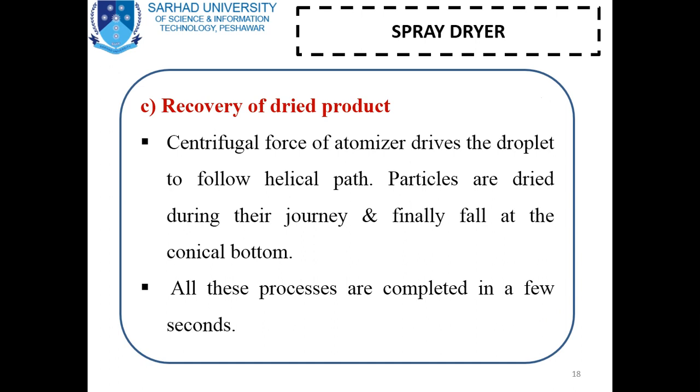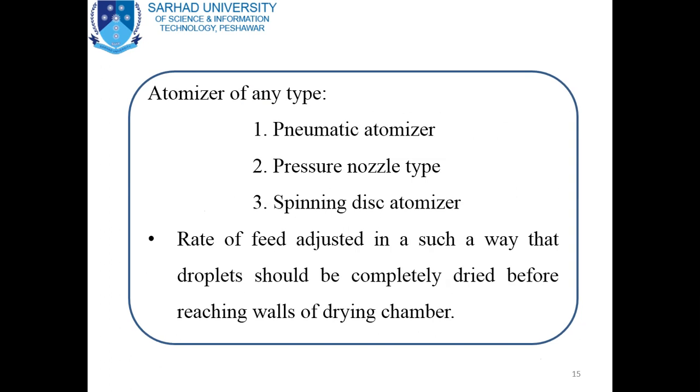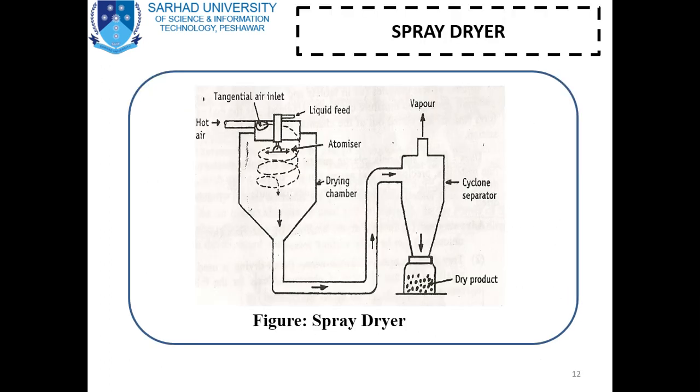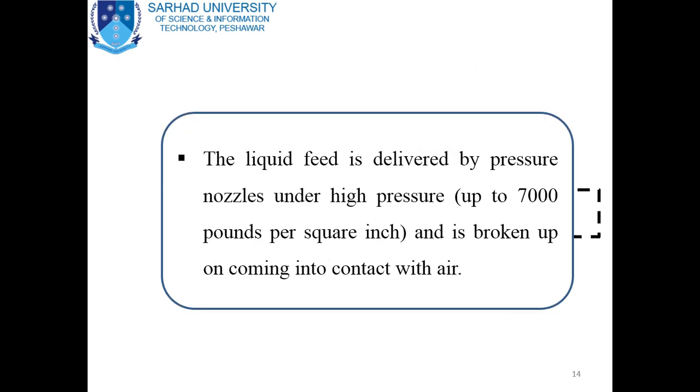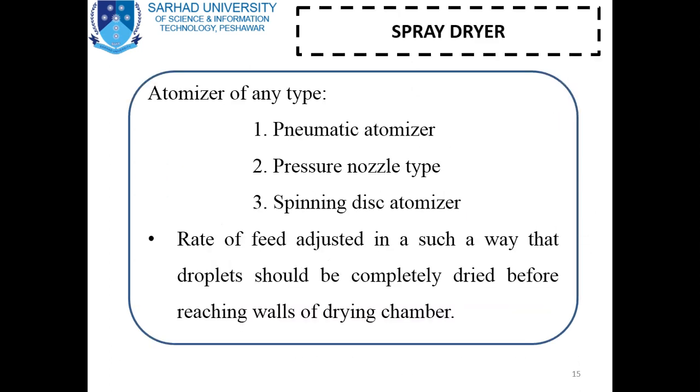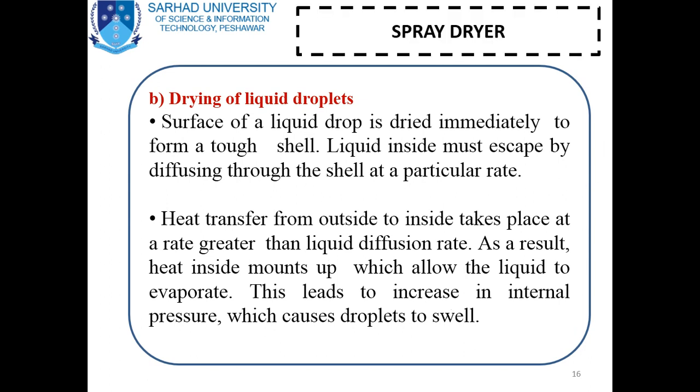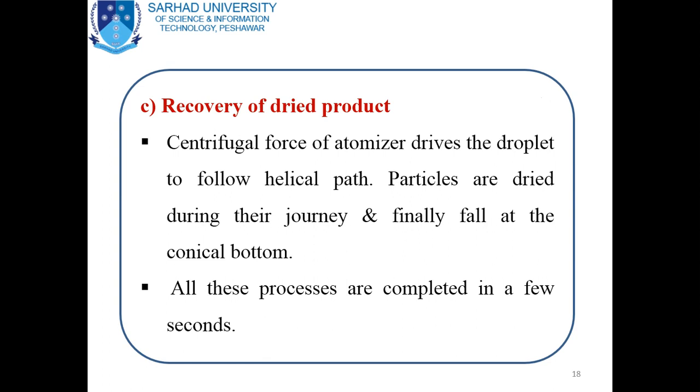While in the third step, that is the recovery of the dry product in the spray dryer, the atomizer forces droplets to follow a helical path. You can see the helical path that is followed due to the spinning of the atomizer. Particles are dried during their journey and finally fall at the conical bottom. All these processes are completed in a few seconds.